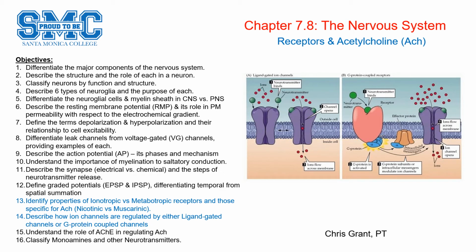Now that we've taken a look at how the neurotransmitters get sent across the synaptic cleft, we're going to focus on the receptors. And I'm going to give you two general classifications for our ligand-gated and G protein type receptors. And then we're going to focus specifically on a neurotransmitter, acetylcholine, and the receptors that it uses.